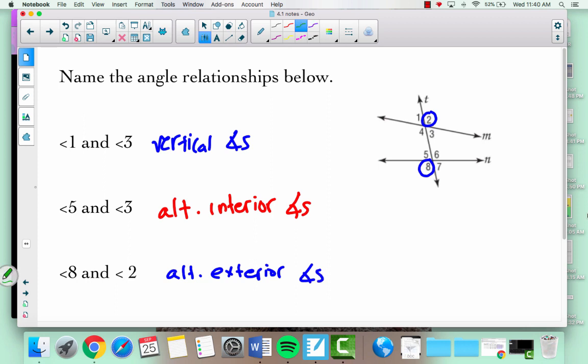And I might also ask you to identify which line is the transversal here. If I ask you to tell me which one's the transversal, my suggestion would be look for the line that hits multiple other lines. So here, line T would be the transversal because it hits both line M and line N.